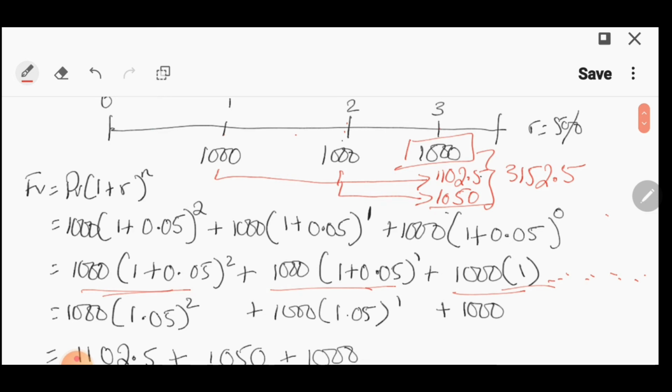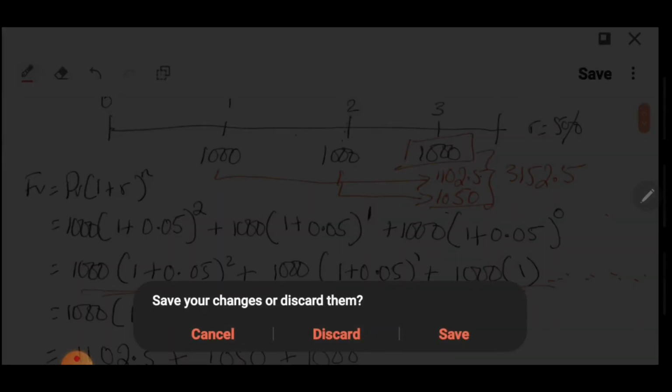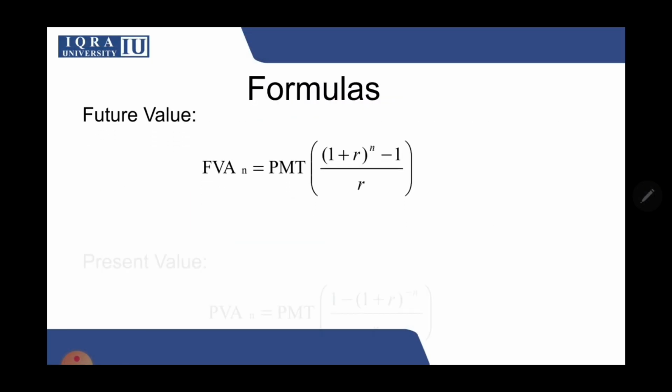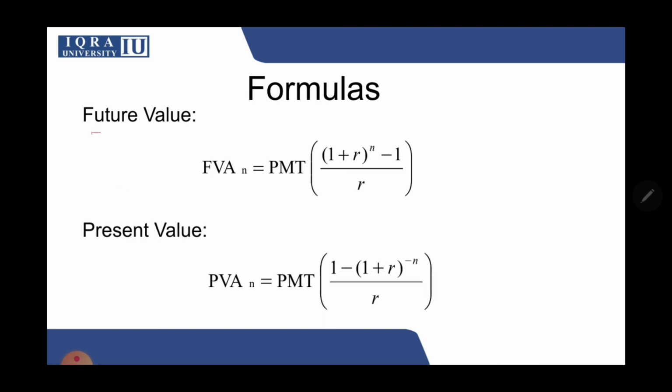So let me go to that formula and to close this. So these are your annuity formulas. The first one is to calculate future value and the second one is to calculate present value. The FVA means future value annuity. PMT stands for payment. So these are your equal cash flows. R is the interest rate. And N is the number of years.